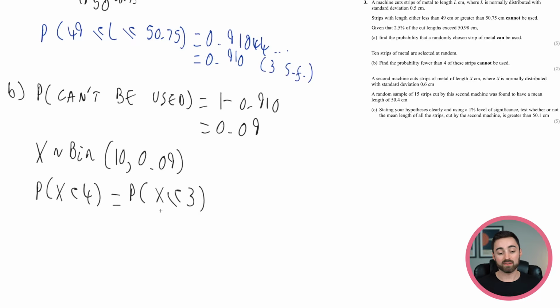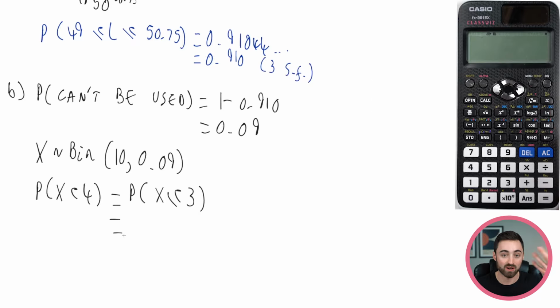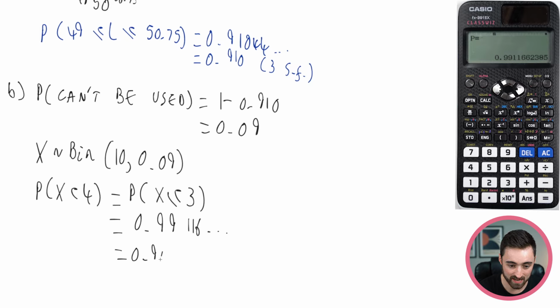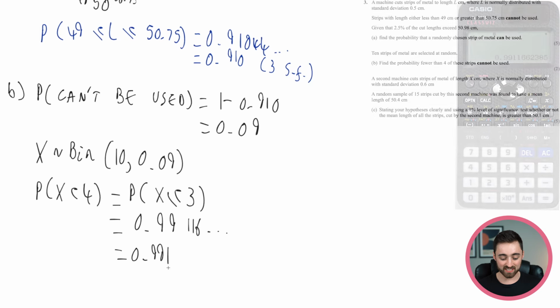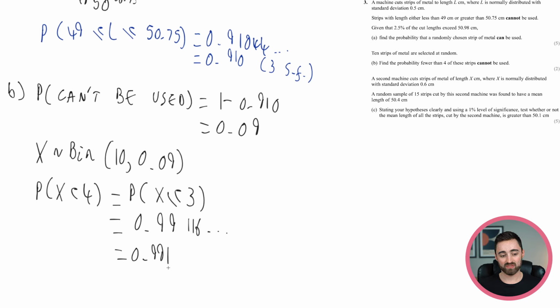Why have I done that? Because my calculator gives me less than or equal to. It doesn't give me less than. So menu, distribution, binomial CD for cumulative. Variable x is going to be 3. Remember, less than or equal to 3. N is 10. P is 0.09. Straight away, I am getting 0.99116... Let's go 3 sig fig. 0.991.